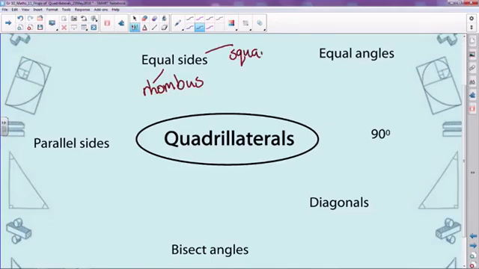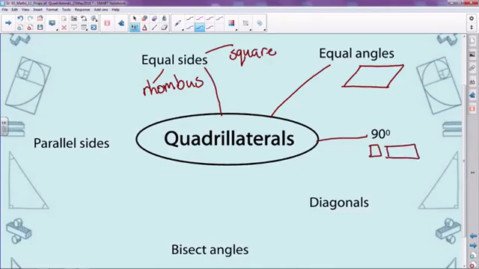So those are the equal sides. Equal angles. Well, we have opposite angles that are equal, and we have all the angles that are equal. The opposite angles that are equal are our parallelograms, and other things. You know what I'm talking about, the rhombus and all sorts. Then our 90-degree angles are the square and the rectangle.